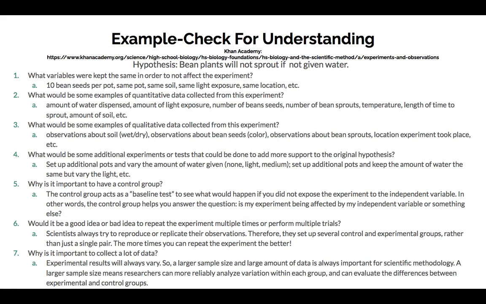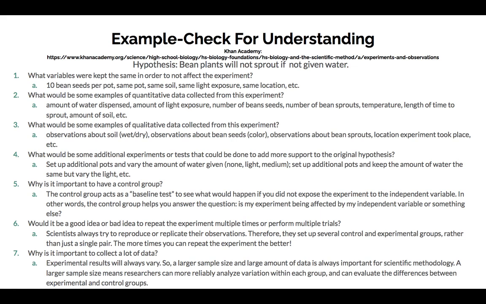What would be some additional experiments or tests that could be done to help support the original hypothesis? If you set up additional pots and vary the amount of water given, maybe have no water, light water, medium water. You could also set up additional pots and keep the amount of water the same but vary the light.